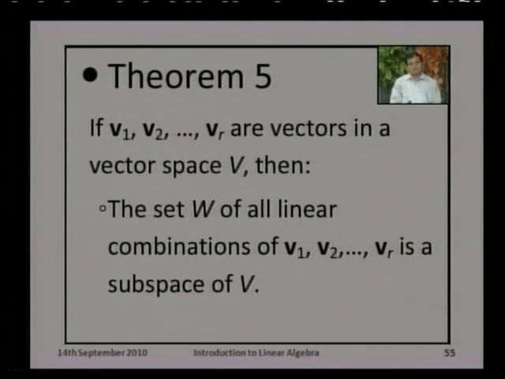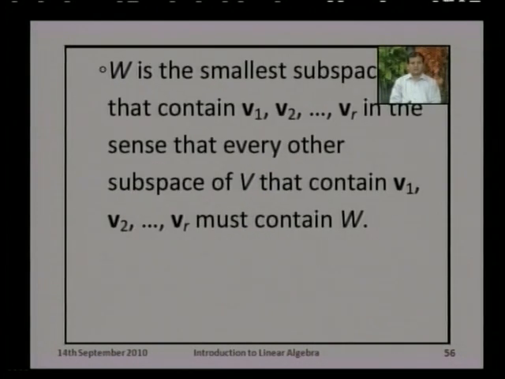Theorem 5. If v1, v2, ..., vr are vectors in a vector space V, then the set W of all linear combinations of v1, v2, ..., vr is a subspace of V. So if you take all the linear combinations and make those elements into one set, that will be a subspace of V. Not only that, this subspace W is the smallest subspace of V which contains v1, v2, ..., vr, in the sense that every other subspace which contains v1, v2, ..., vr must contain W, and in this sense W is the smallest subspace.